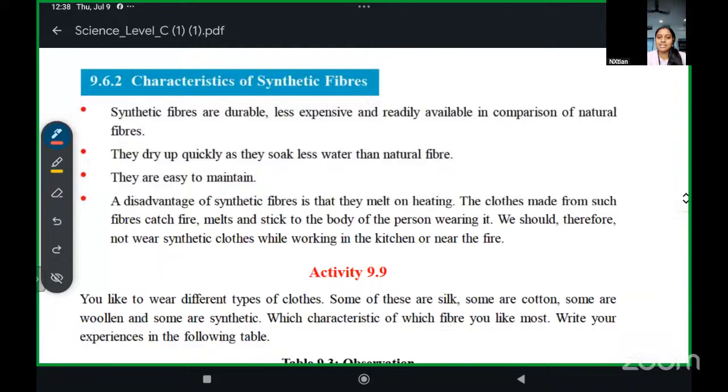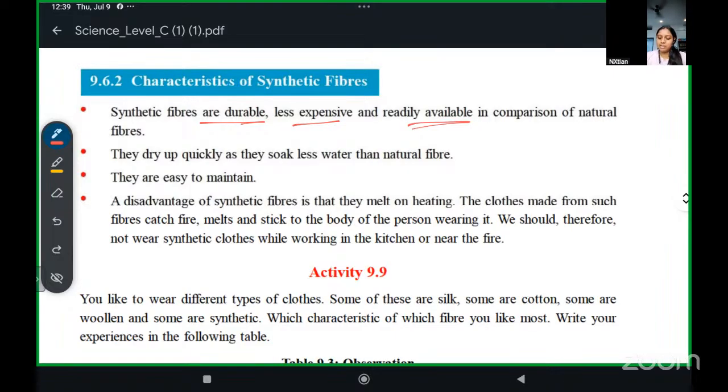Now, what are some characteristics of synthetic fibers? What are some qualities of synthetic fibers? Number one, they are durable. It means they are strong, less expensive, readily available in comparison to natural fiber. Why readily available compared to natural fibers? Readily available means you can make them anytime using chemicals. For natural fibers, you have to wait for a particular time of the year, a particular season to get them. But synthetic fibers, you can just mix chemicals and make them anytime.